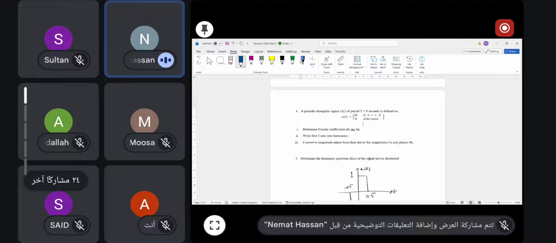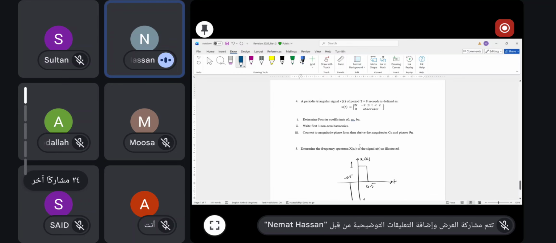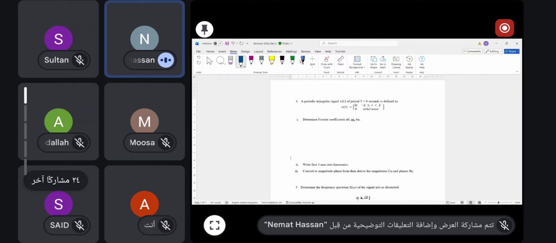Okay. Now let's move on to the Fourier theory. So here, I kept it simple. A periodic triangular signal x of t of period T equals 8 seconds is defined as x of t equal to 2t when t is between -2 and 2 and 0 otherwise. Can you determine the Fourier coefficients a0, an, and bn of this function?